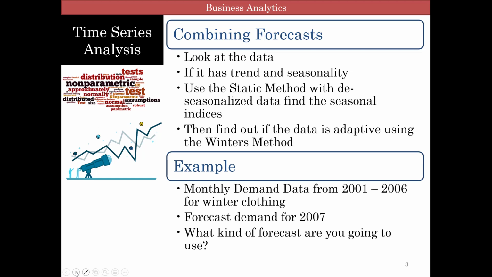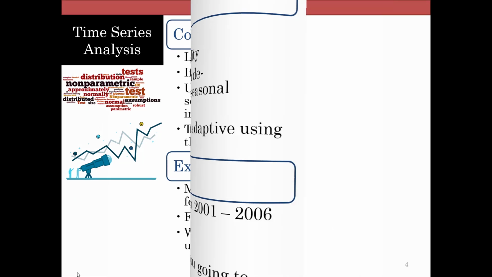So here's some demand data for winter clothing from 2001 to 2006. We are going to forecast the demand for 2007. And then we're going to decide what kind of forecast we're going to use. Okay, so let's look at the data.